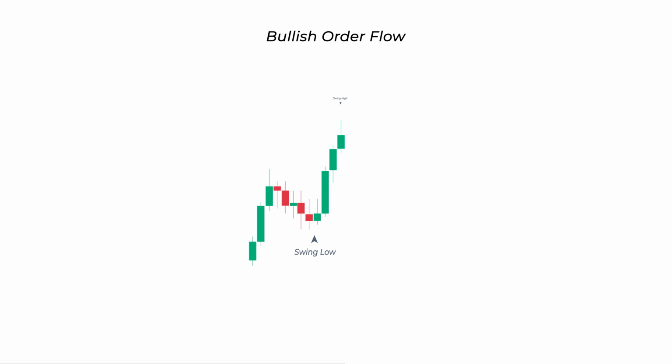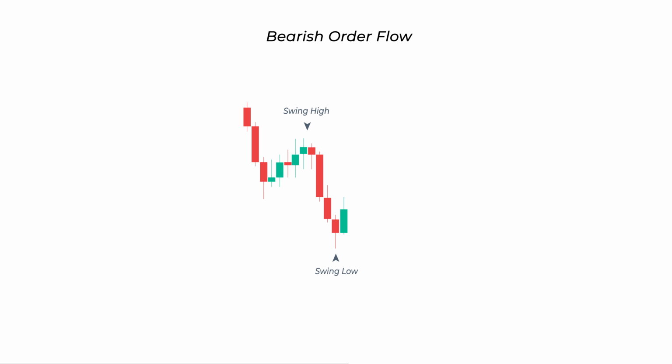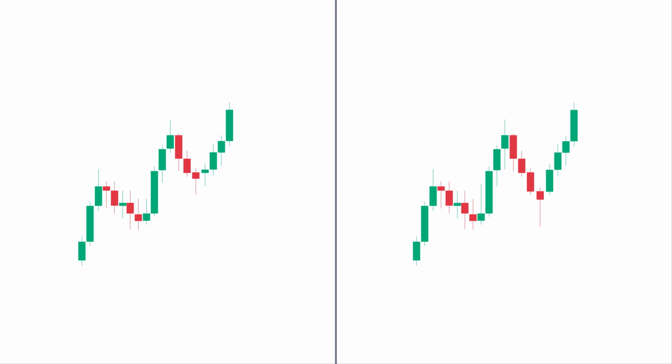In bullish order flow, bullish FVG are respected as price works toward consecutive swing highs. In bearish order flow, bearish FVG are respected as price works toward consecutive swing lows. But here's where the real advantage begins. Not every price leg has the same strength. Look at these two bullish legs. At first glance, they look almost identical. Both have a swing low, both have an impulsive move higher, and both eventually create a swing high.